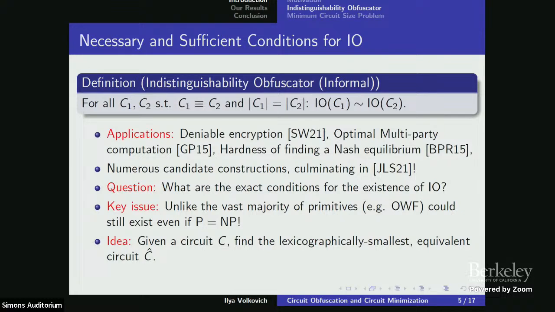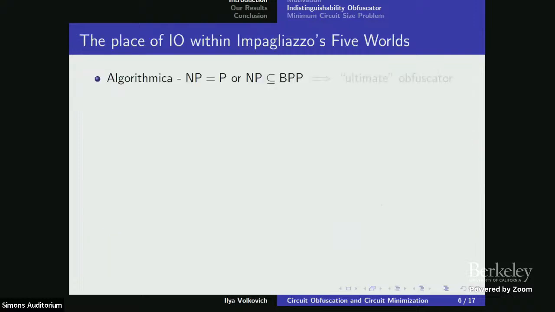And now that kind of brings the question, well, where does IO live in terms of that? And to answer where we live, there is no other place to live than in Impagliazzo's five worlds. So we live in one of them. Again, apologies for my animations. I cannot make those nice animations that we had before, but I'm going to take it plain. So the first one is Algorithmica. Again, this is what we just discussed. If basically P equals NP or NP is in BPP, we get the ultimate obfuscator. So of course it exists, it can live nicely in Algorithmica.